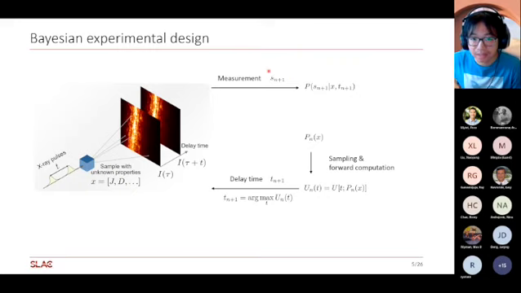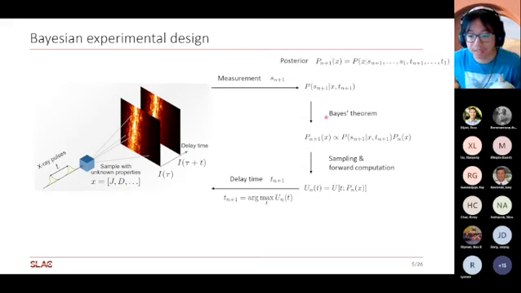After getting the measurement, you can estimate the likelihood of each point of your parameters. This likelihood can then be multiplied with the prior based on Bayes' theorem to get the posterior. So this is basically the posterior, and then you get the updated distribution of your parameters each time you get a new measurement.